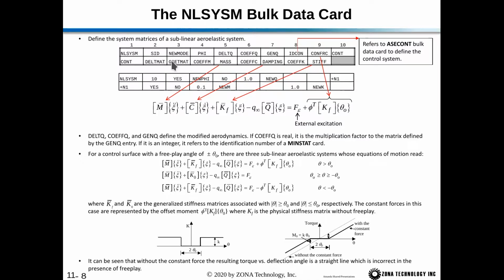The G-set mat here is a flag to specify whether these matrices are defined in the G-set or the H-set. And then the delta mat is a flag to indicate whether or not these mass, damping, and stiffness matrices are delta increments or the actual mass, damping, and stiffness matrices.